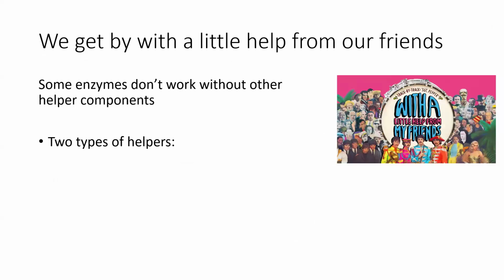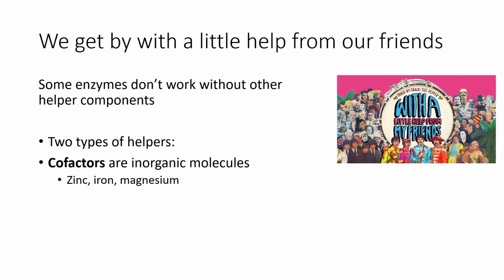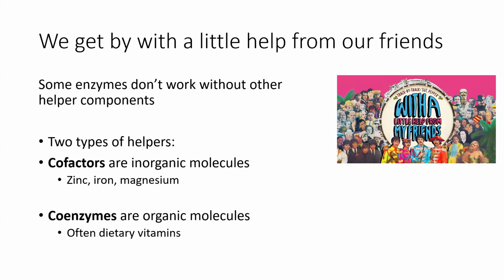There's more. Enzymes have to occasionally get some help from additional other components, things called cofactors and coenzymes. Now, there are inorganic helpers and organic helpers, so organic or inorganic molecules. When an inorganic molecule, like these examples I've given you up here, zinc, iron, magnesium, are helpful to an enzyme, we call those cofactors. And coenzymes are organic molecules that help enzymes.